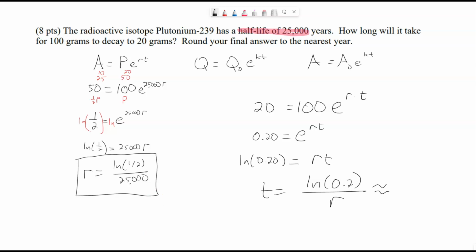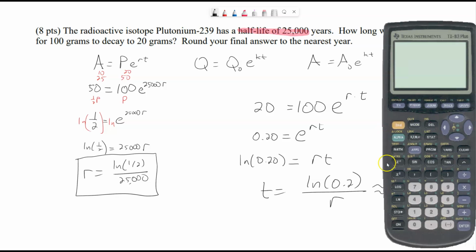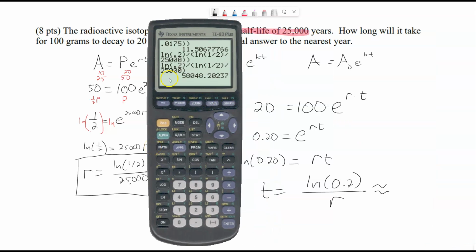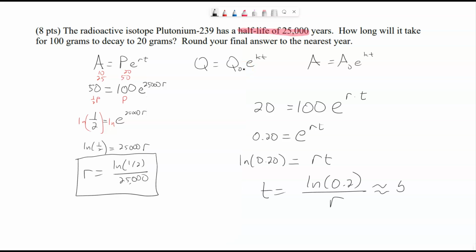And now we go to our calculator. So we have natural log of 0.2 divided by parenthesis r. What's r? It is natural log of 1/2 divided by 25,000. I think I have one extra parenthesis. Oops. Let me double check. Numerator. Denominator should have a parenthesis around it. Yep, I just had one extra parenthesis. There we go. 58,048, nearest year, 58,048. This is approximately how long it would take that isotope to decay from 100 grams down to 20 grams.